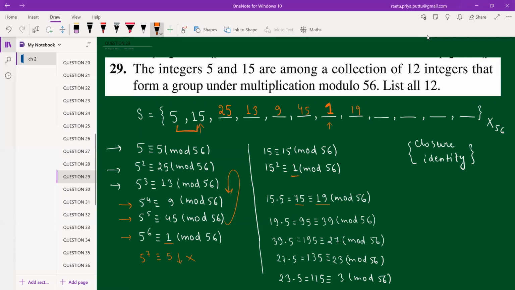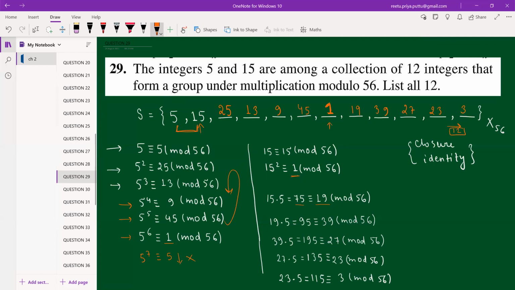Again, I multiplied 19 by 5. You can do any combinations; I'm just giving you one combination. You can try it by yourself to get more and more visual concepts for this. So 19 times 5 gives you 95, which is 39. Now again, 39 times 5 gives you 27. And 27 times 5 gives you 23. 23 times 5 gives you 3. And here we came to the end of all the 12 integers that were required for us.